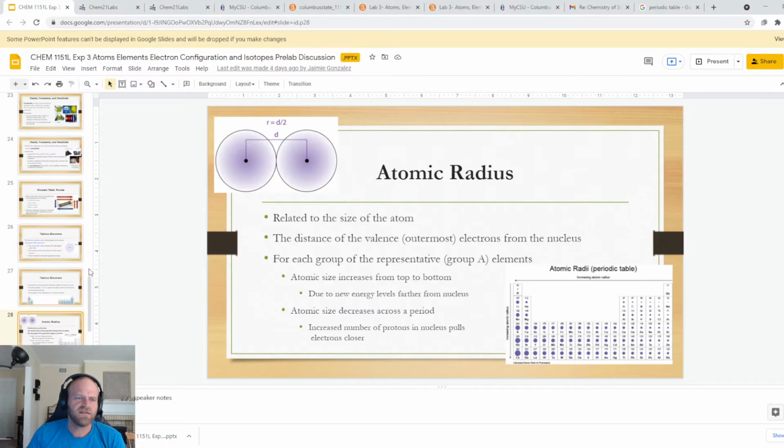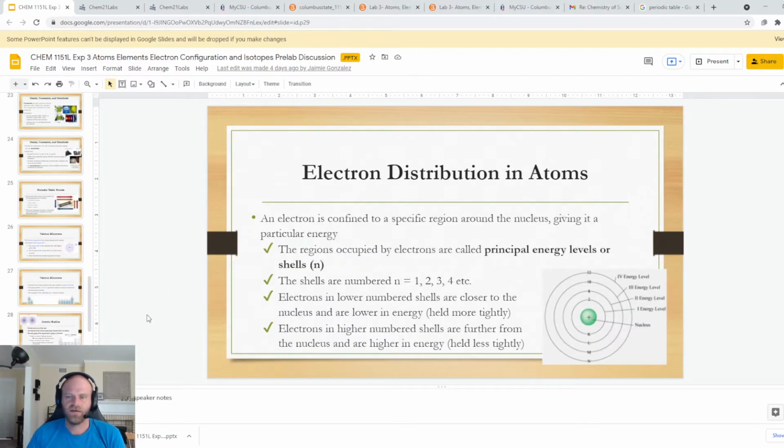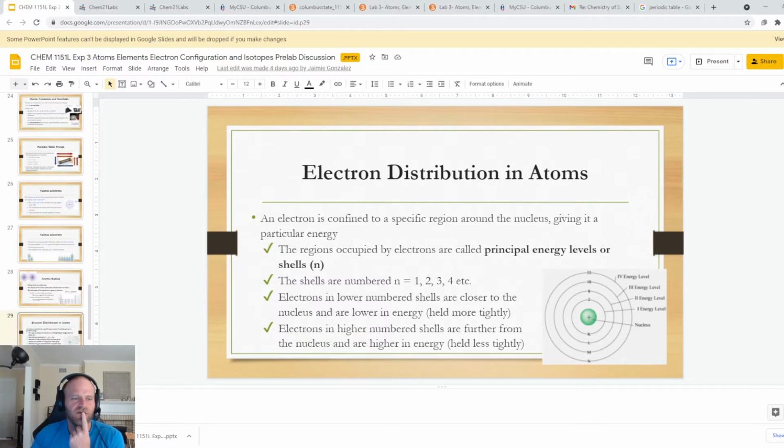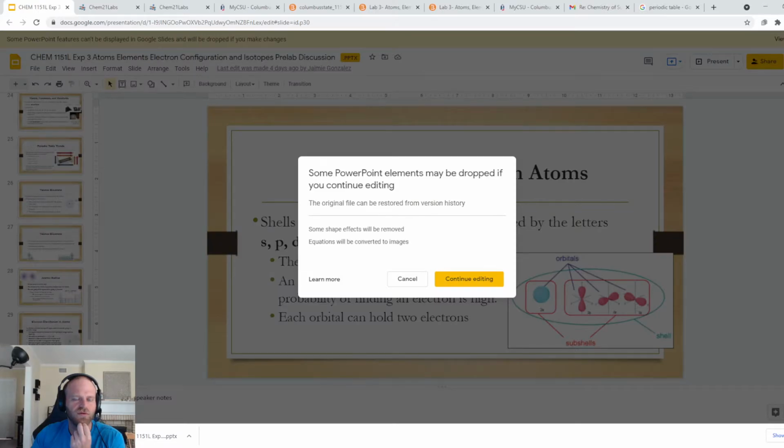Go back to my slides. All right, so now they're introducing the shells. We call them principal energy levels, and they are numbered, and they're also lettered. The number refers to the energy level. N equals 1, first energy level. N equals 2, second energy level. And then the letter refers to an orbital. I'm not going to spend much time on the orbital because I don't know how much you'll actually use it going forward.